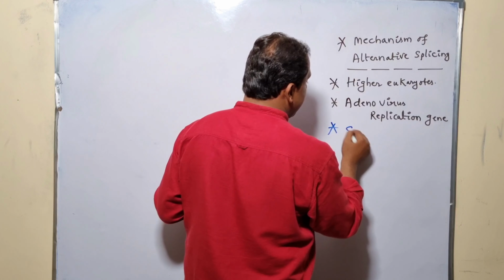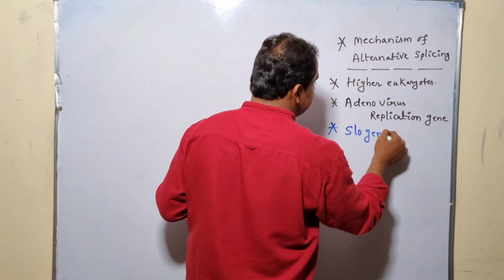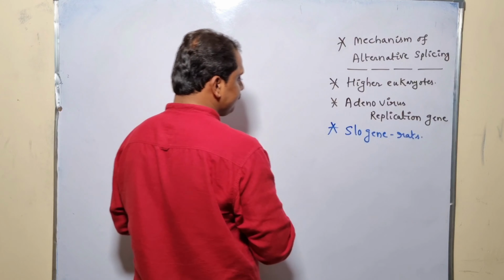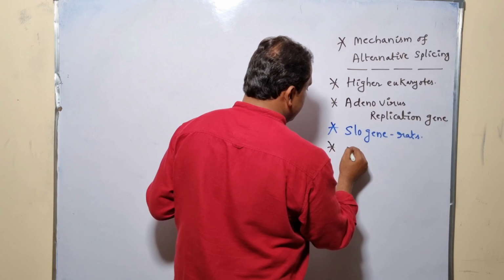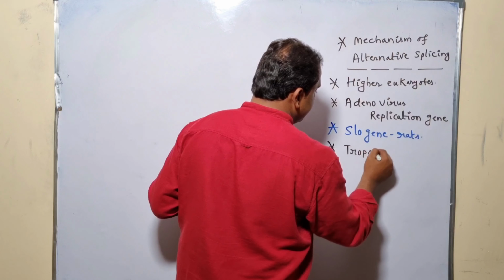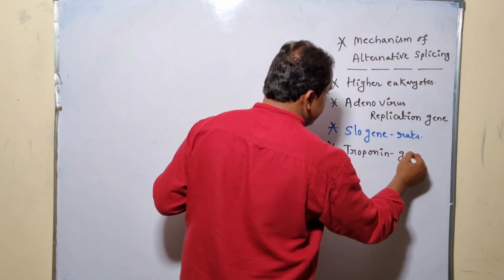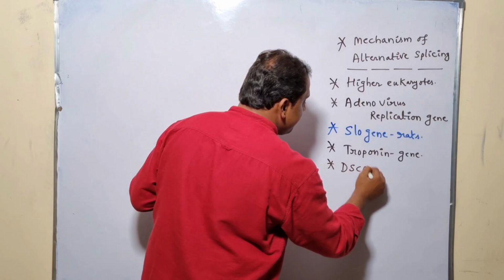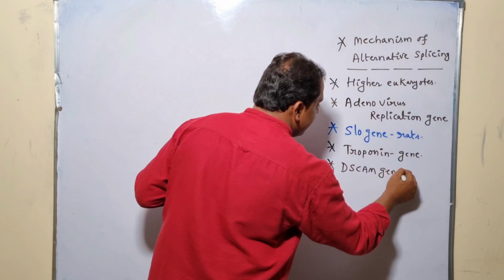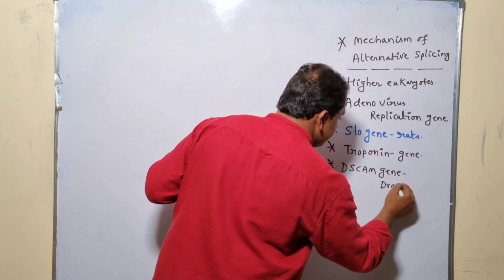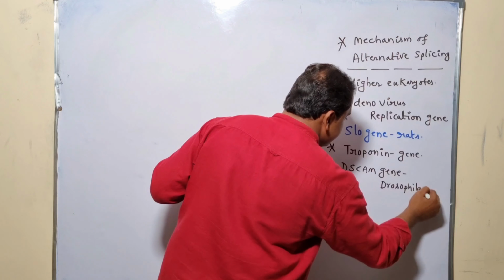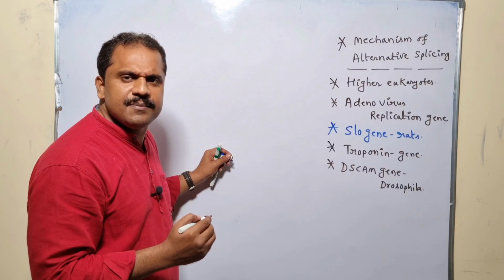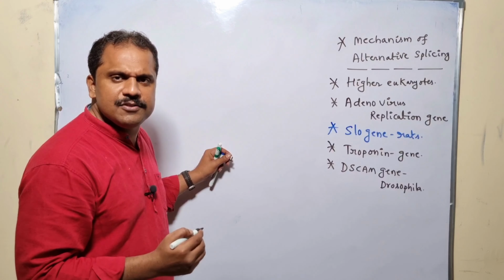And these genes include the SLO gene in case of rats. And in addition, the troponin gene, right? And even it is observed in case of the DSCAM gene in case of Drosophila. Is it clear? So here now my question is, what is the meaning of alternative splicing mechanism, or what is the uniqueness of alternative splicing mechanism?